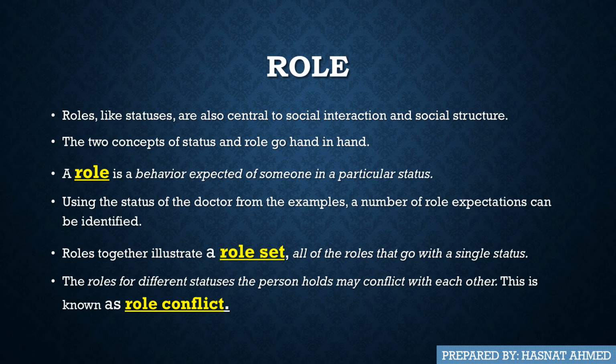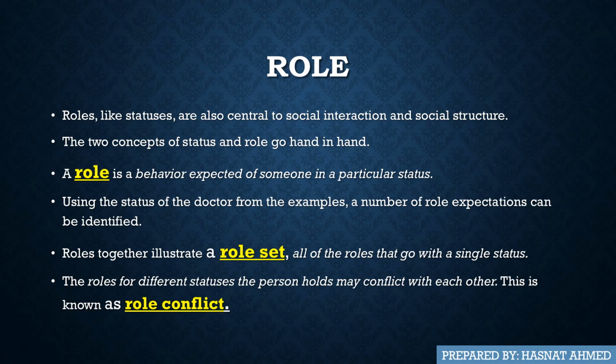For example, if we are a son, a daughter, a teacher, or a student, we have certain responsibilities, and these responsibilities are decided and expected of us by society. Like previously we discussed the example of a doctor. The doctor has to perform a number of expectations that are identified by society in his or her status.